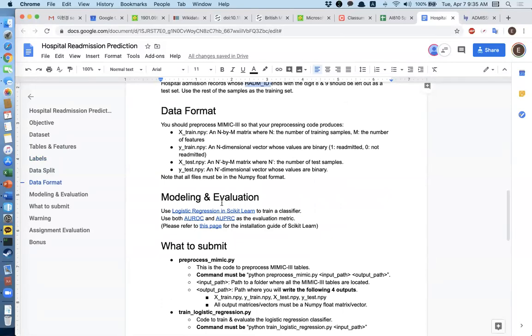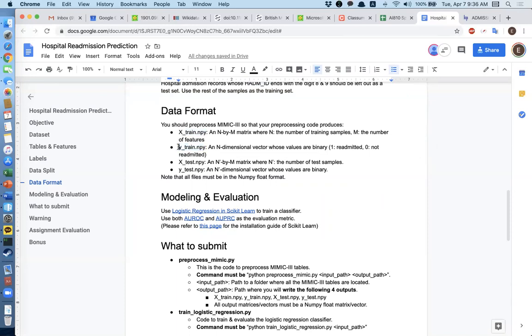You need to do two things here. One is pre-processing MIMIC-3, and the other is actually training a logistic regression model. After you've pre-processed MIMIC-3, your pre-processing script should produce these four things: X_train.npy, Y_train.npy, X_test.npy, Y_test.npy. X_train is an N by M matrix, where N is the number of samples and M is, well, not exactly the number of features, it's the dimension used for features, because when you map string values to integer values, it'll be super sparse. Y_train is the label.